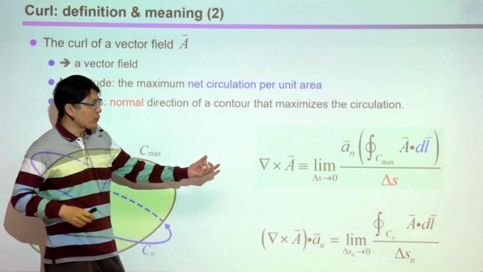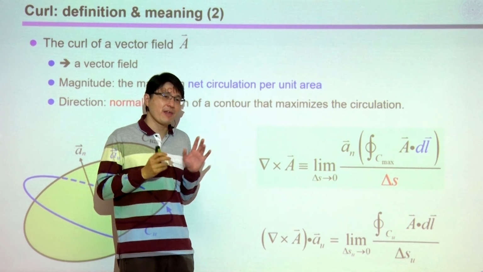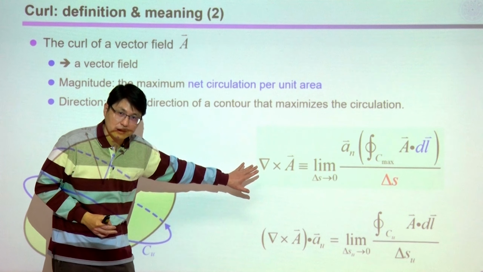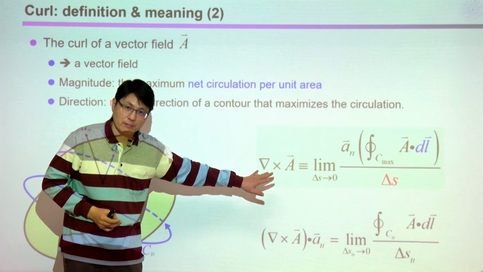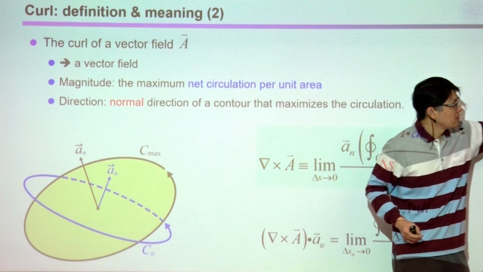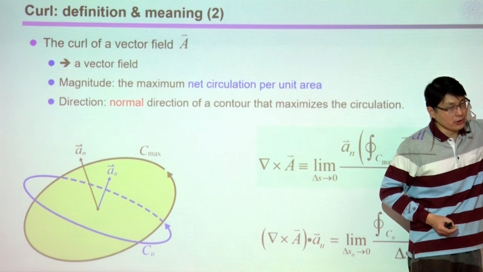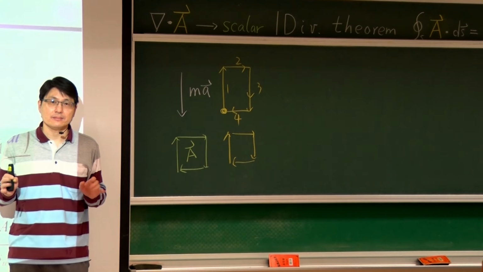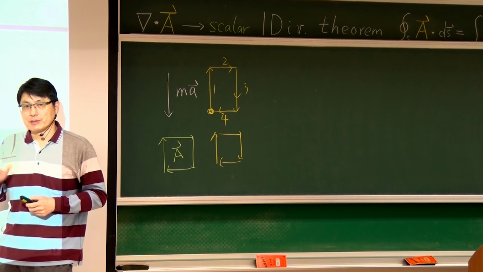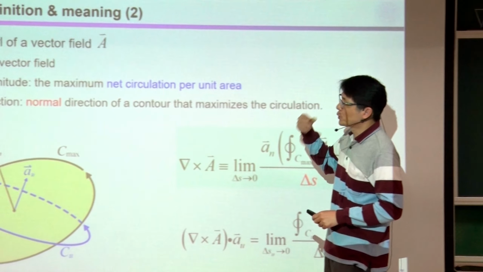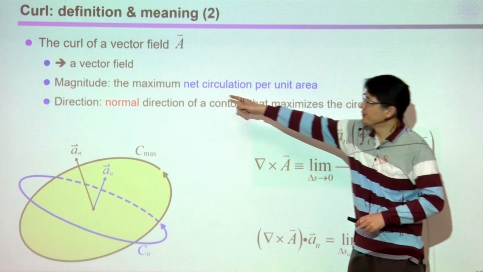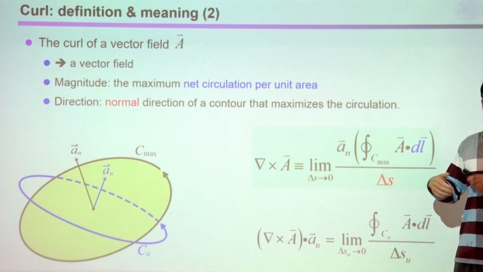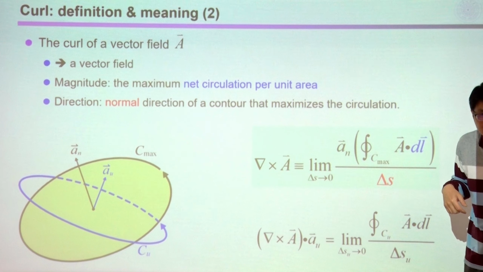So if you perform the curl operation on a vector field, and that vector field has some component that is circulating, you can find it by performing this operation. On the other hand, if you have a conserved field like gravity, 保守场, you don't have net circulation, right? So again, the definition is you're trying to find the maximum net circulation per unit area, and the direction gives you the sense of rotation.